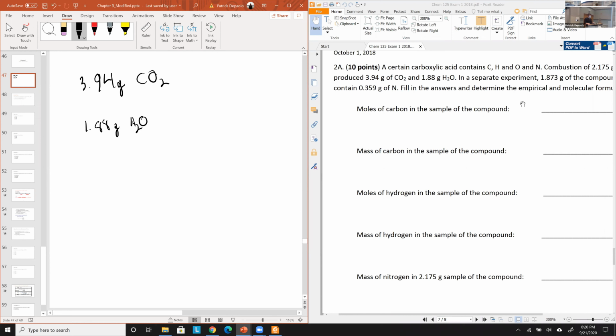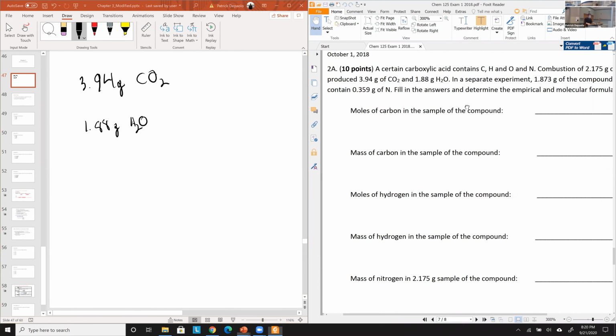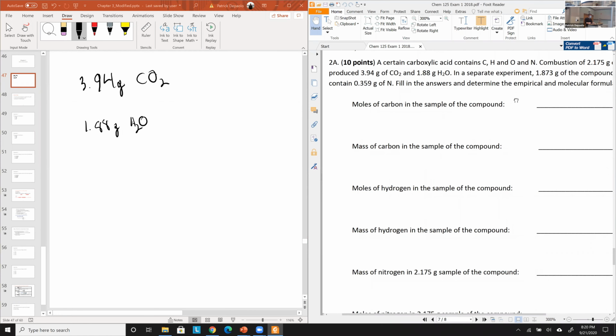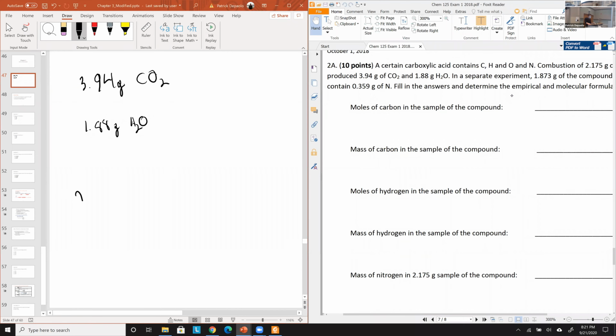In a separate experiment, 1.873 grams of the compound was found to contain 0.359 grams of nitrogen. So we know that the percent of nitrogen is 0.359 grams to 1.873 grams total. Using all this information, we should be able to figure out what the compound is, and they also give you a scheme of how to do it.